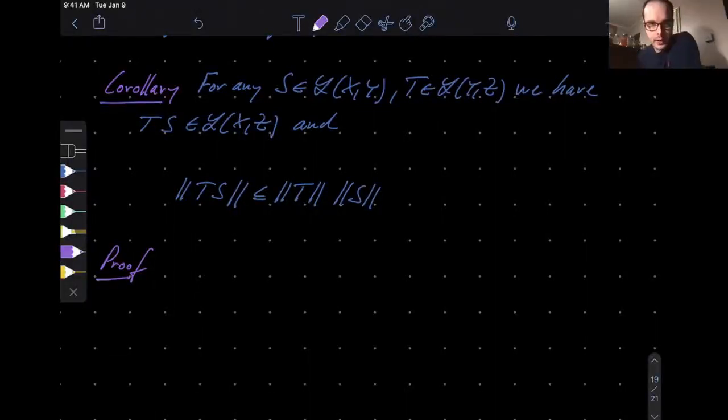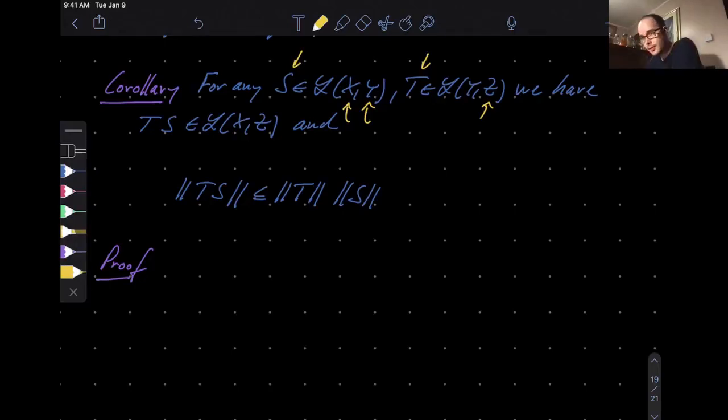Hello together. In our last video we defined the operator norm for any bounded linear transformation between two normed linear spaces. Now here up front I want to derive one corollary for the operator norm of the composition of two bounded linear transformations. So suppose you have three normed linear spaces X, Y, and Z, and you have two bounded linear transformations, one from X to Y, that we call S, and the other, T, from Y to Z.